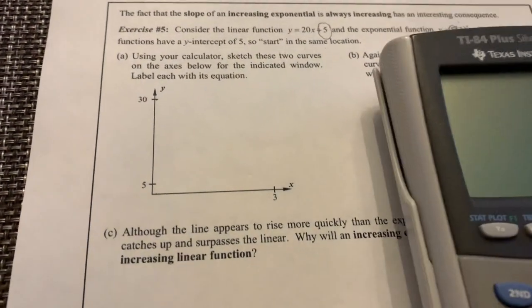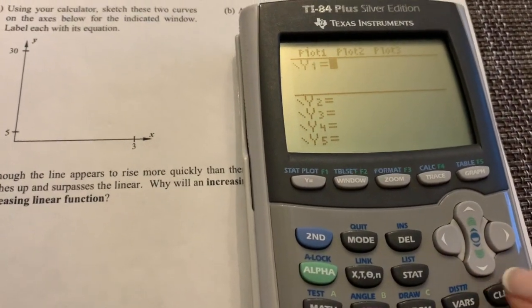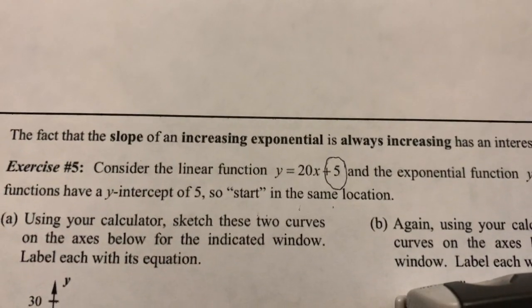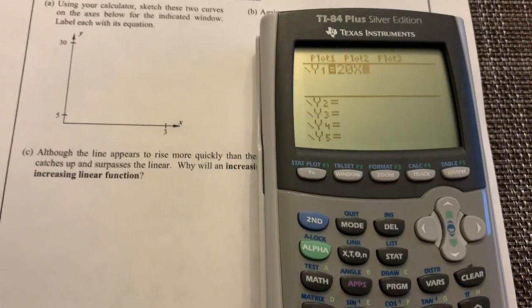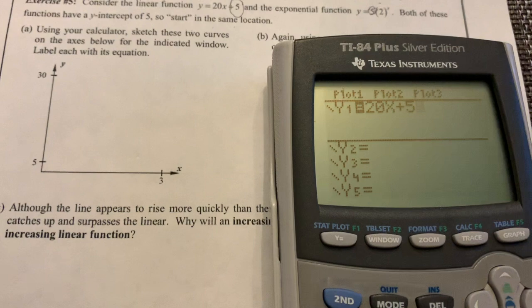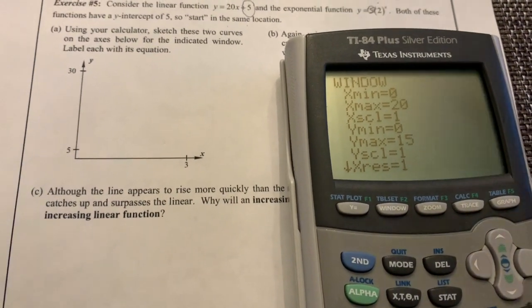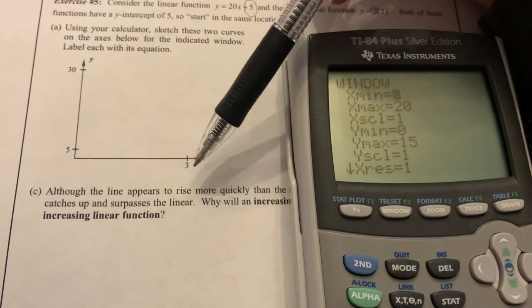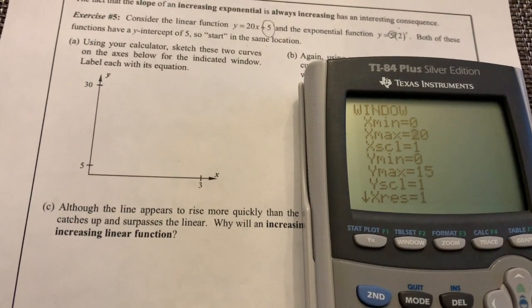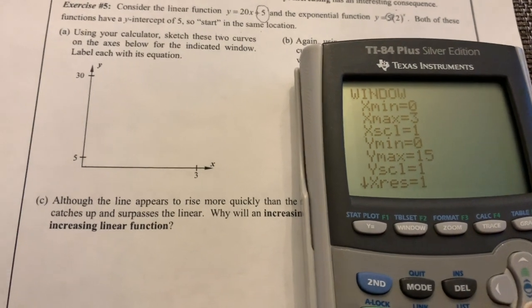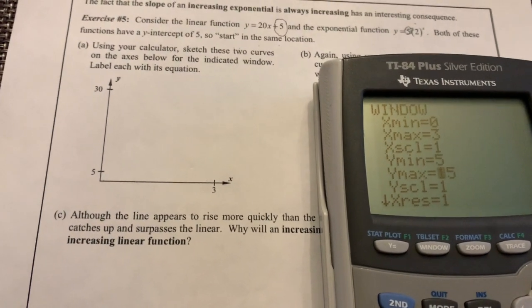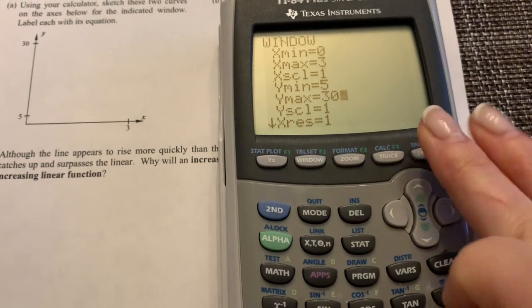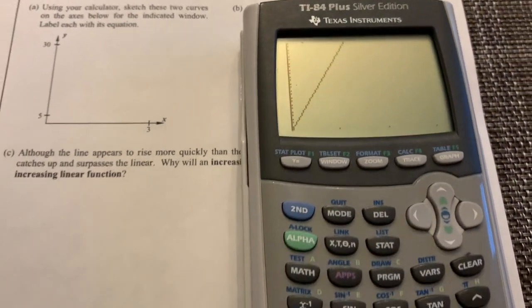So in your calculators, we're going to start off, clear this out from yesterday. We're going to start off putting in this function, 20x plus 5. And I'm going to adjust my window before I start. So my x min is going to be 0 and my x max is 3. Instead of 20, that's going to be 3. I'm leaving my scales alone. My y min, we'll look at it from 5 since it says 5, and the max would be 30. So push graph.